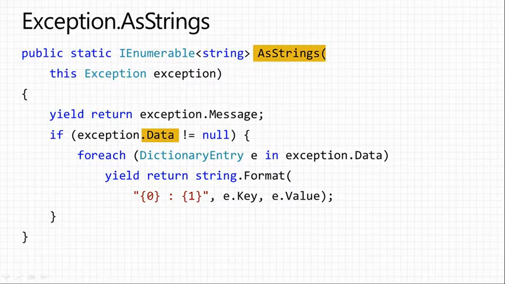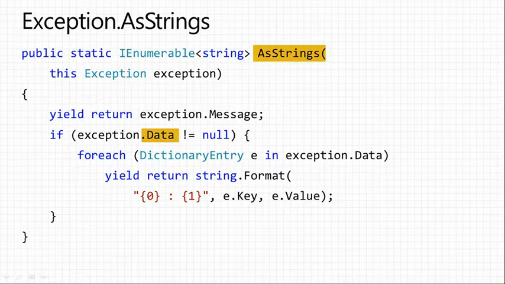So what I've done is I've wrapped it all up in this exception as strings method. The first thing it returns is the actual message of the exception. And then if there's a dictionary of data there, it goes through and pulls out all those name value pairs and returns those as well. Doing this improved the diagnostics I was getting out of my systems incredibly, because there's so many exceptions that get thrown that have this data, and I was just throwing it away.